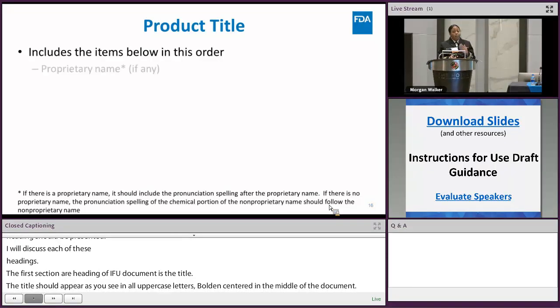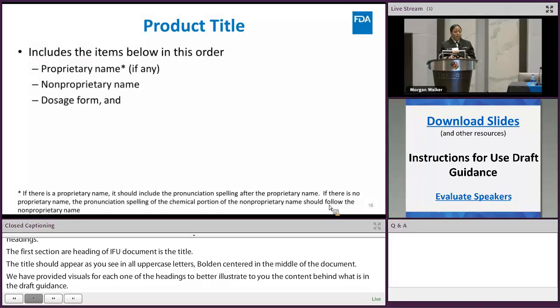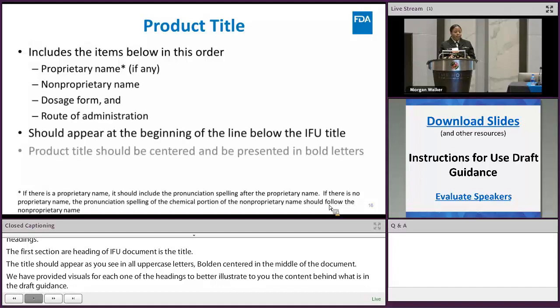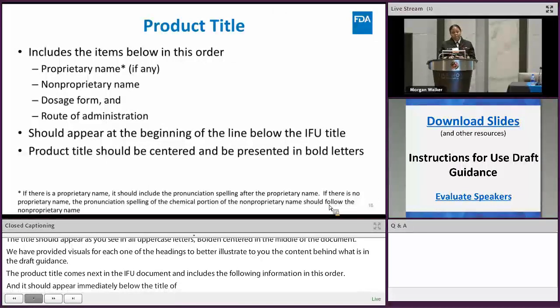The product title comes next. That's the next heading in the IFU document, and includes the following information in this order. It should appear immediately below the title of the IFU. It should be centered and presented in bold letters as well. And I have some product title examples for you all on the next slide.